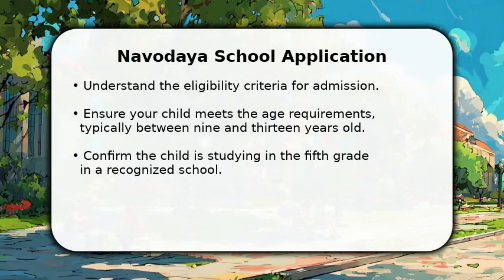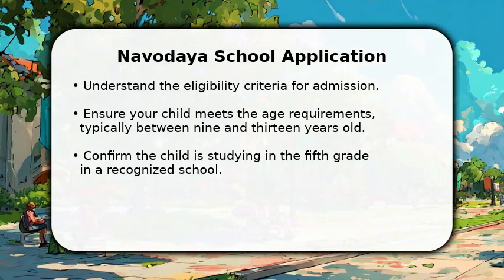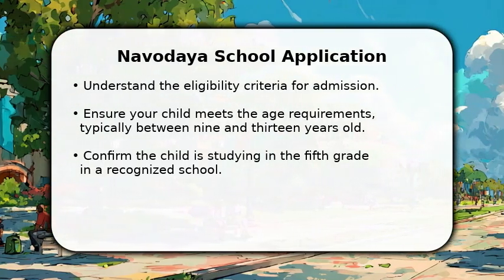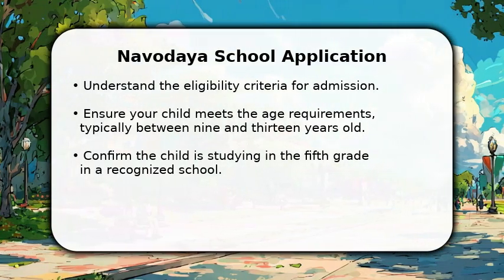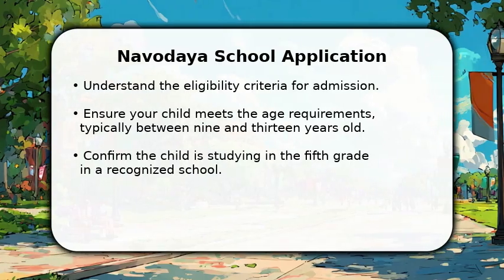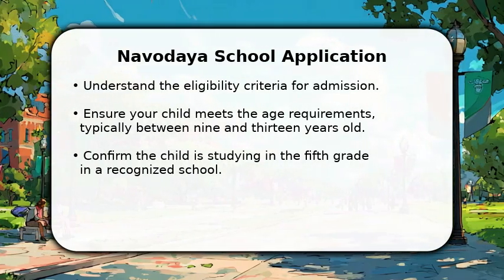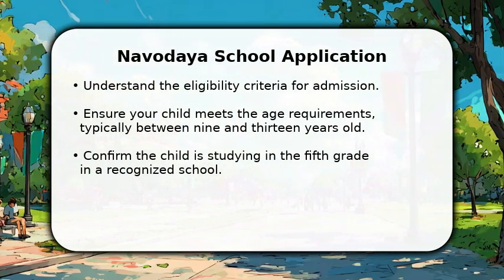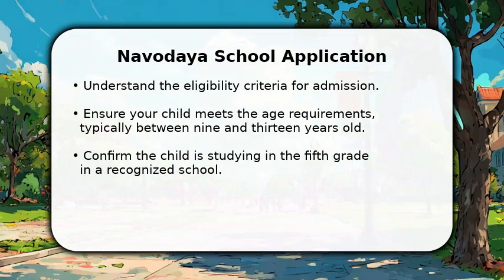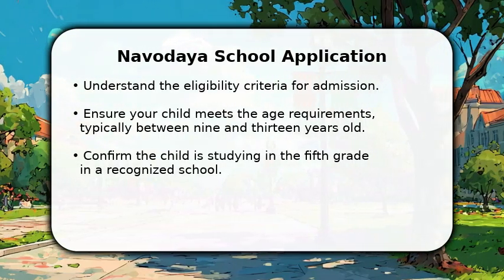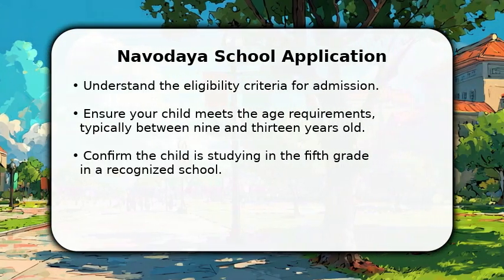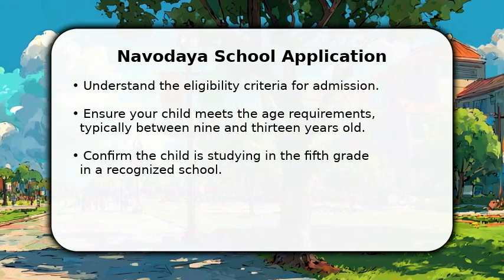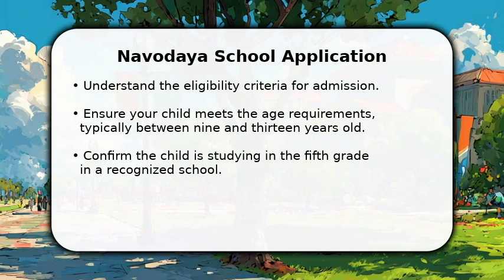In this video, I will explain how to apply for Navodaya schools. First, it's crucial to understand the eligibility criteria. Your child must typically be between 9 and 13 years old and currently studying in the 5th grade at a government or recognized school in the district where the Navodaya Vidyalaya is located. This ensures they meet the fundamental requirements before proceeding with the application process. Make sure to verify these details carefully.